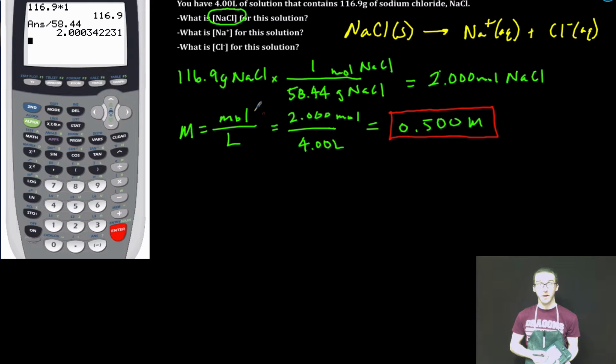Boom. Again, think moles per liter. If I have 2 moles in 4 liters, that means in each liter I have 0.5 moles. Molarity. But we're not done. We're also asked for the concentration of the sodium ion.